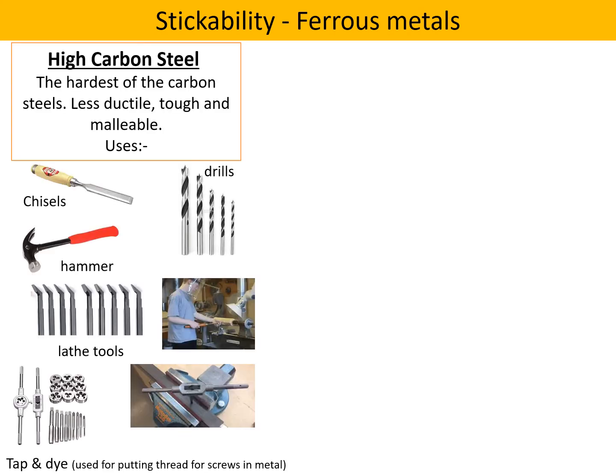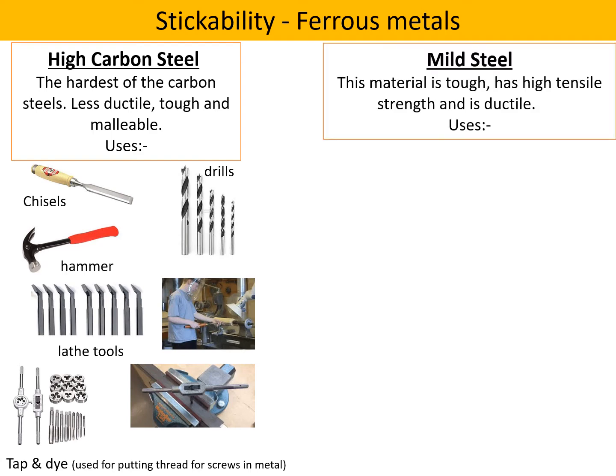In the ferrous metal category, you've got high carbon steel. This is the highest type of steel. It's not very ductile, that means it can't be stretched along its length, but is very, very tough and it's malleable. Malleable means it can be moulded into different shapes. For example, it can be moulded into the shape of the hammer shown.